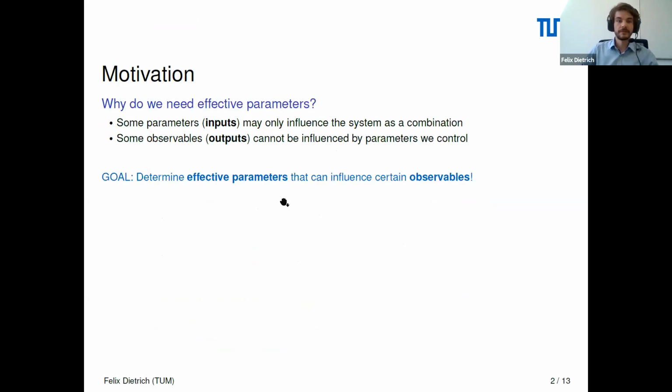So why do we need effective parameters? First of all, for example, some parameters may only influence the system as a combination, and I will make all of these statements precise later. So let's say you have fuel flow and thrust in an airplane, then both together actually influence the airplane, but you cannot influence the airplane sort of independently. And also some observables or outputs of the system cannot be influenced by parameters that we control at all. So determining effective parameters that can influence certain observables is sort of the goal for this talk.